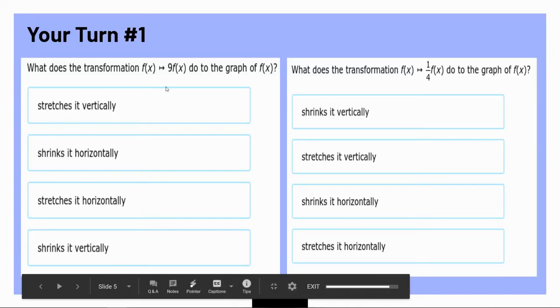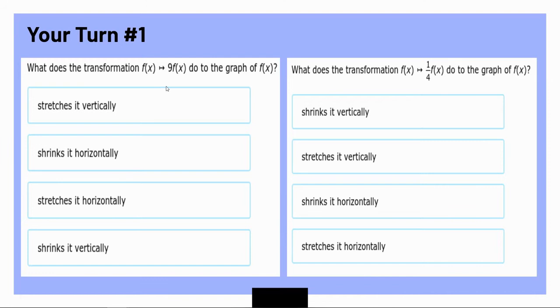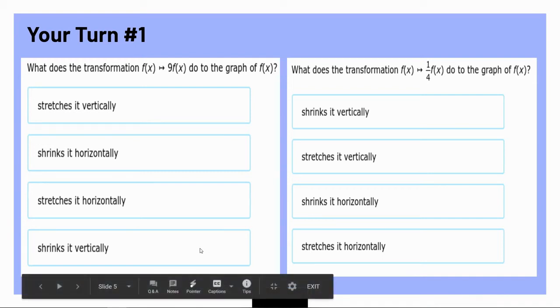Okay, so let's do some your turns. Does the transformation f of x translating to 9 times f of x, what does that do to the graph? So does it stretch it vertically? Does it stretch it horizontally? Does it shrink it horizontally, or stretch it horizontally, or shrink vertically?